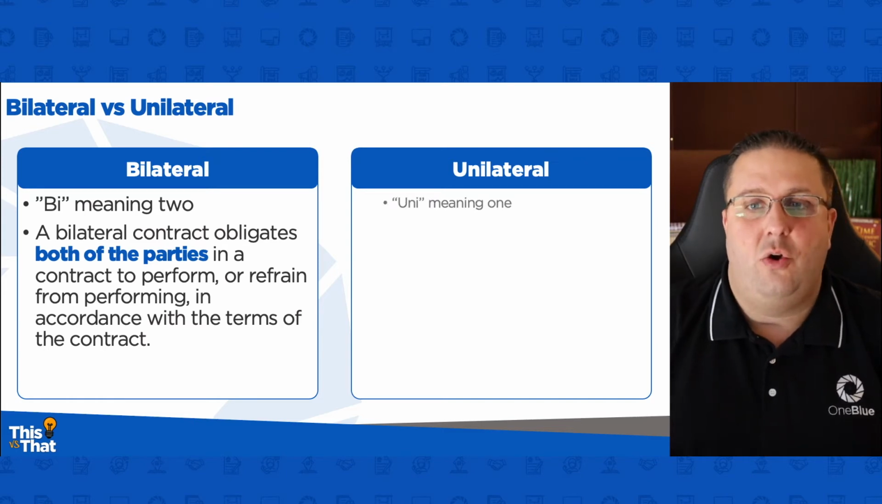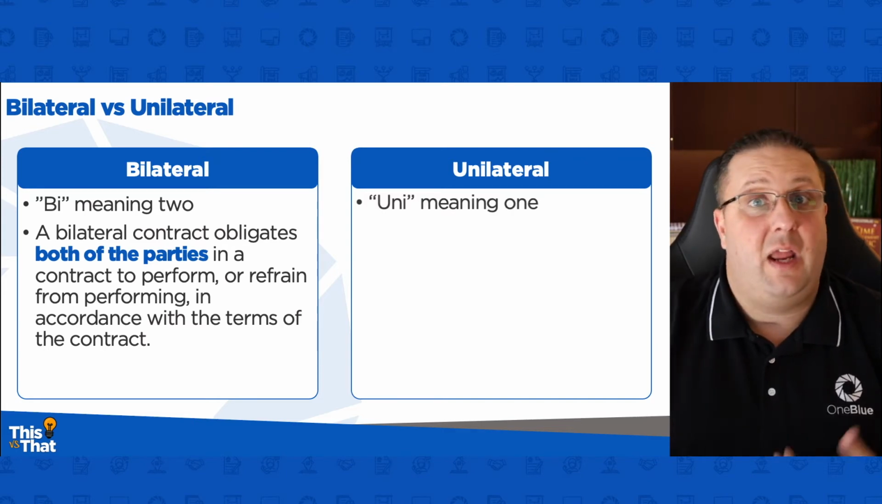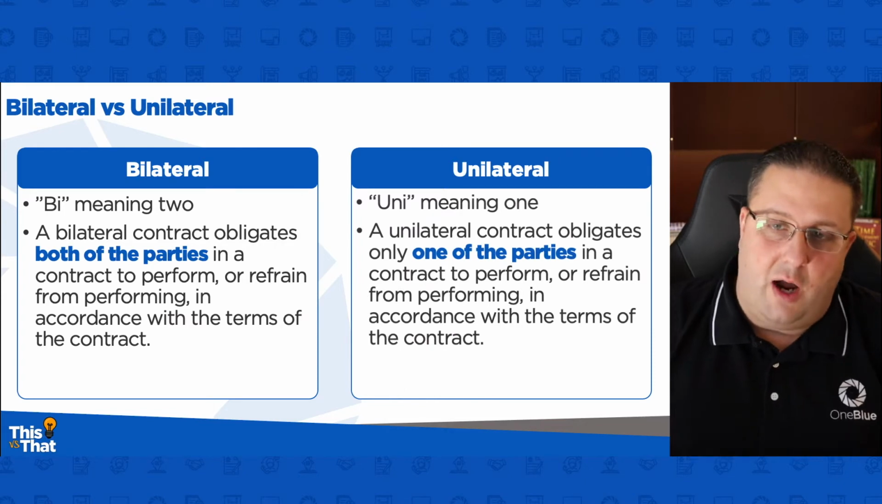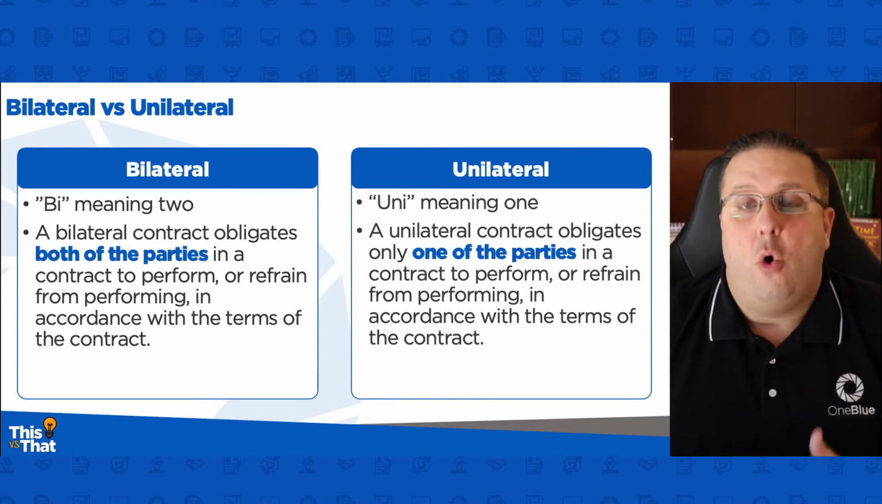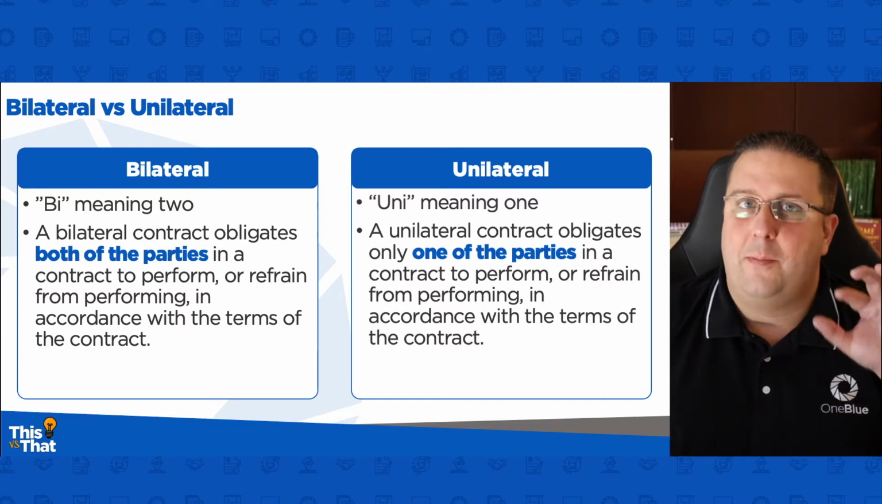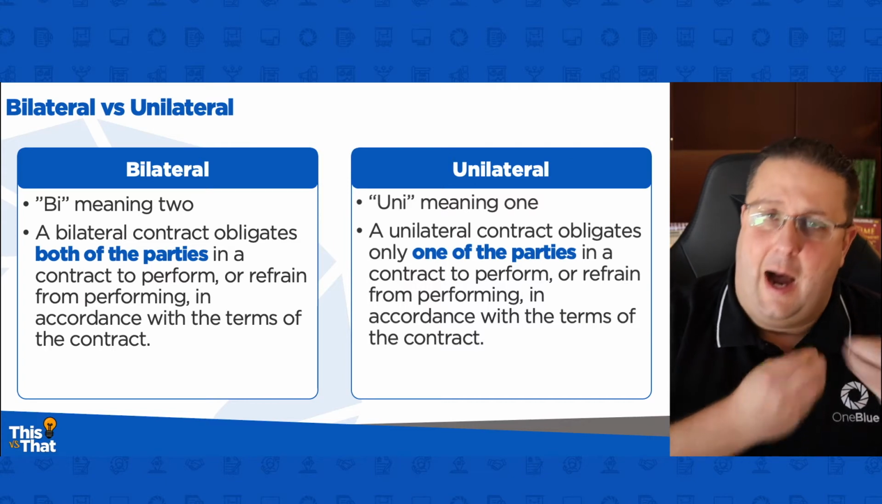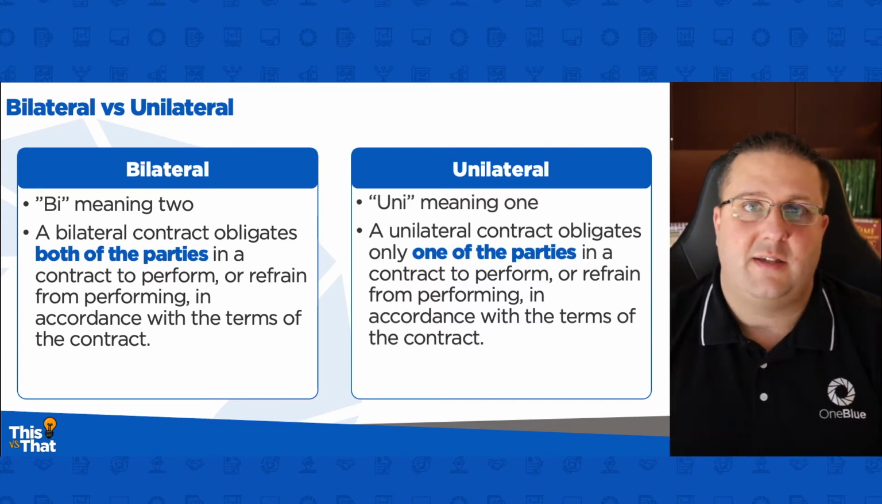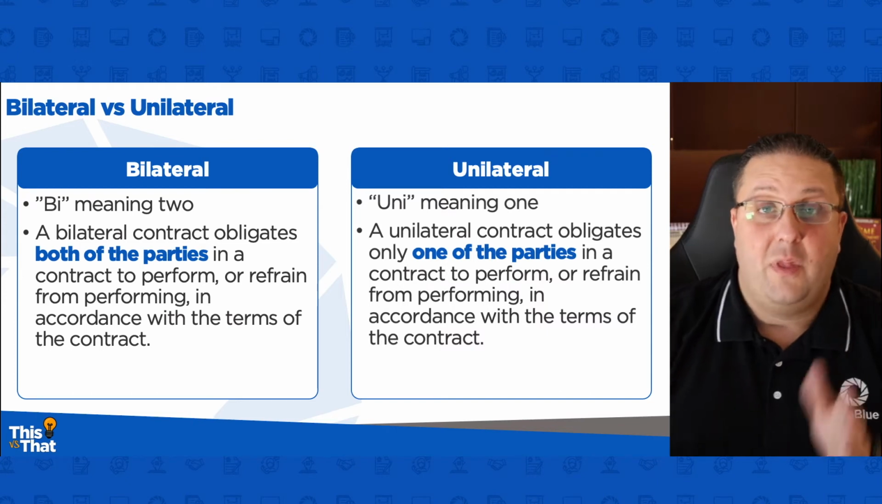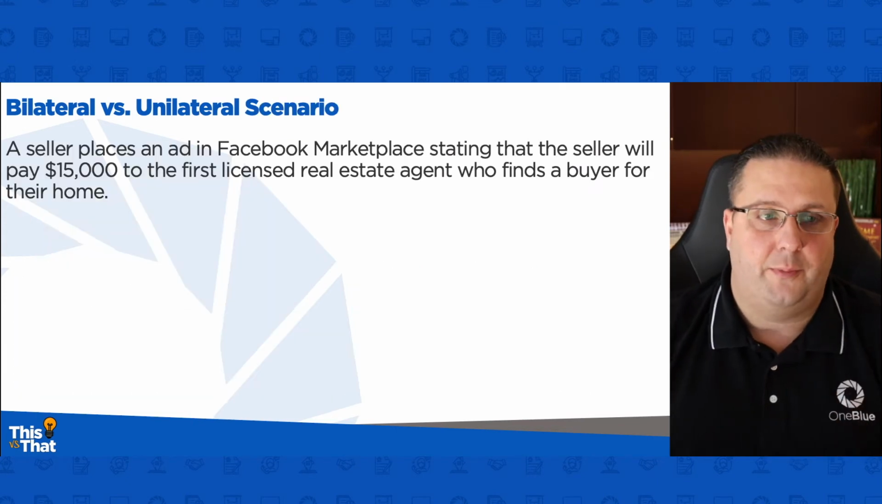When we're looking at a unilateral contract, uni meaning one, a unilateral contract obligates only one of the parties in a contract to perform or refrain from performing in accordance with the terms of the contract. So bilateral, both people have obligations to fulfill. Unilateral, only one person has obligations to fulfill. So let's take a look at two examples.